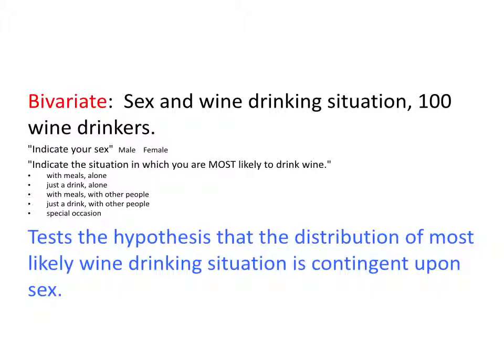Now we can frame this as a bivariate question by adding another variable. Let's add sex of the drinker. So sex and wine drinking situation, 100 wine drinkers again. And we add the other question: indicate your sex, male or female. Situation in which you're most likely to drink wine is the same question. And we're going to test the hypothesis that the distribution of most likely wine drinking situation is contingent upon sex. So in other words, we think that the distribution of most likely wine drinking situation probably differs from expected, but it is different for males than it is for females.